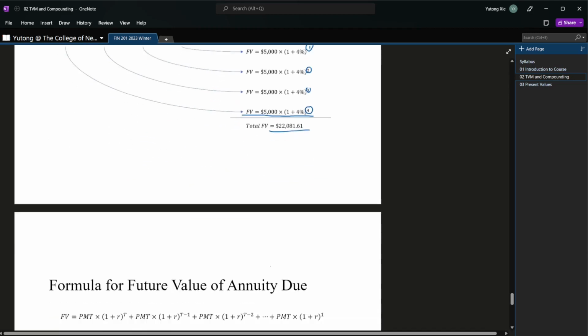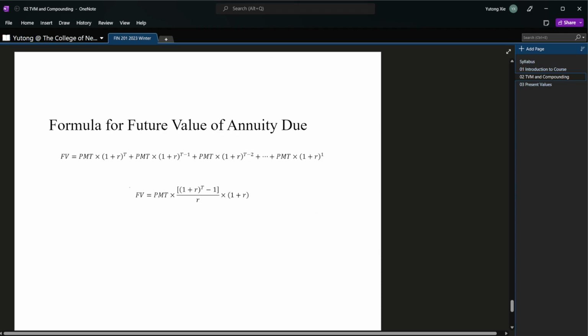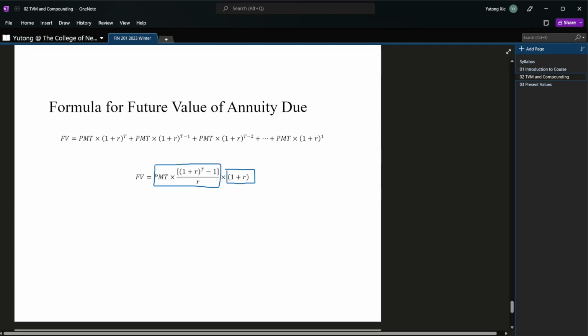But in terms of calculation, essentially what we do is we just calculate as if it is an ordinary annuity, but in the end we multiply by 1 plus R, because we do invest every cash flow one more year. So that's it for this video. If you have any questions, let me know.